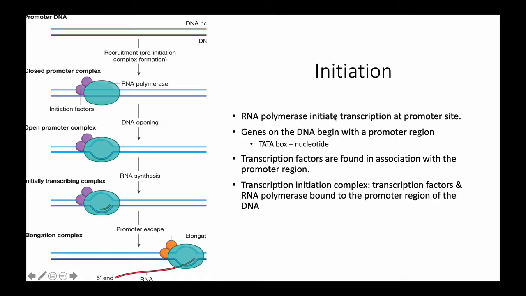All right, so let's take a closer look at the process of initiation. We start off with RNA polymerase binding to a specific region on the DNA and initiating transcription at this location. This location is called the promoter site. Genes on the DNA begin with a sequence found at this promoter region, consisting of A's and T's, and it's called the TATA box. Along with this TATA box, we find the first nucleotides that are involved in the peptide sequence.